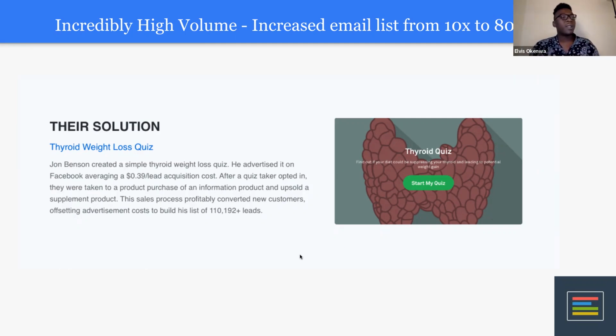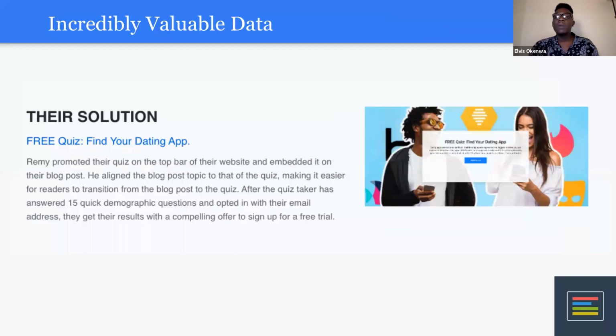Now, the third reason is incredibly valuable data. Okay, now if you take a look at the most valuable companies today, like Google, Facebook, and Amazon, one of the reasons why they are so valuable is because of the amount of data they have.